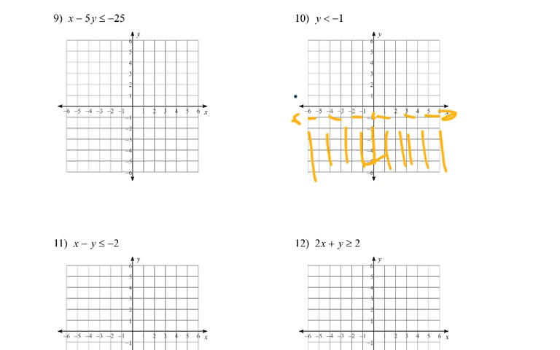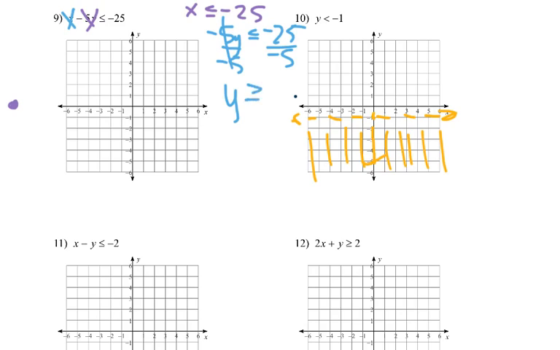Okay, number 9. So if I had no x, or no y, I would just have x is less than or equal to negative 25. So negative 25 would be clear out there. And then if I had no x, I'd have negative 5y is less than or equal to negative 25. Divide by negative 5. Remember, when we divide by a negative on inequalities, you change it to the opposite direction. So I'd end up with y is greater than or equal to 5. So y is going to be bigger, so I shade above.